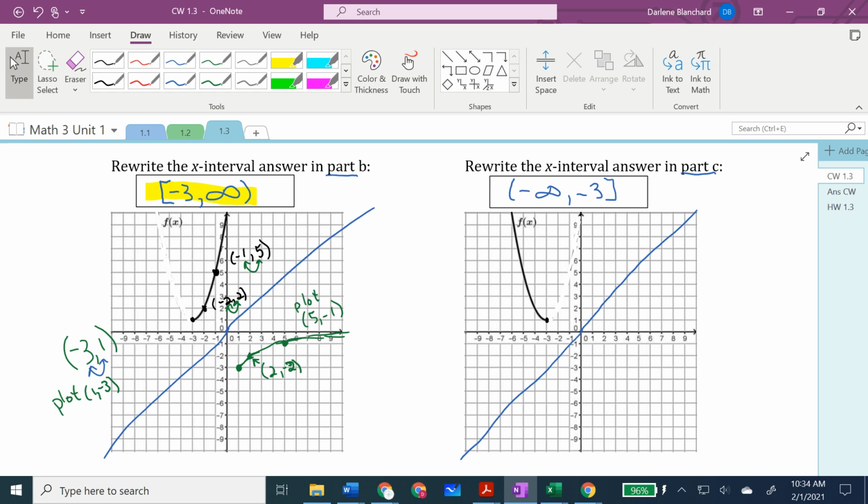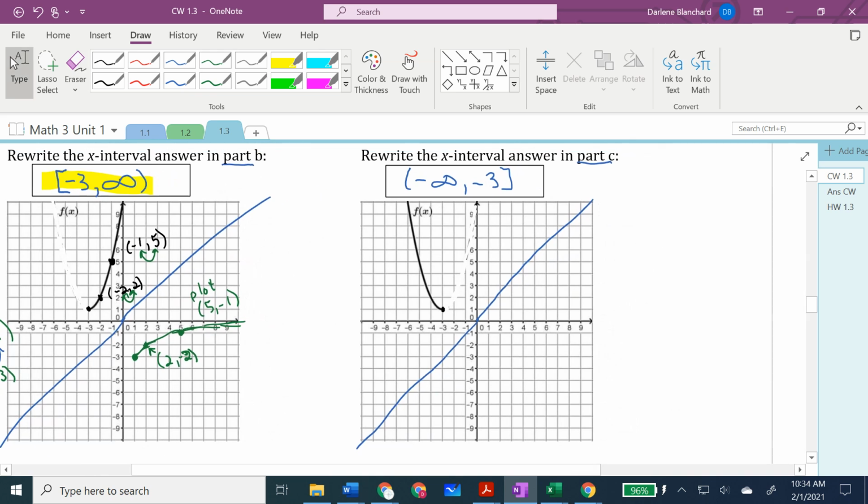Then we're going to draw the inverse function based on the other restriction. Now, we do get to plot the vertex point's reflection. So that was negative 3, 1. I'm going to plot 1, negative 3. And then I look for more points within the restricted domain. So I see negative 4, 2. I'm going to plot 2, negative 4.